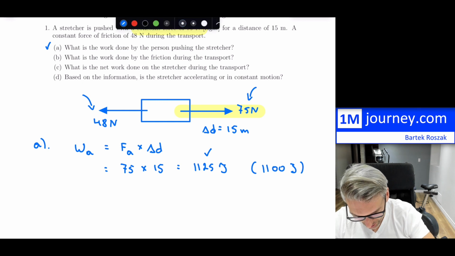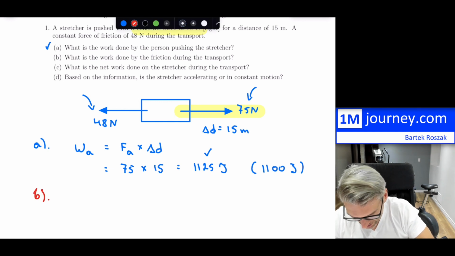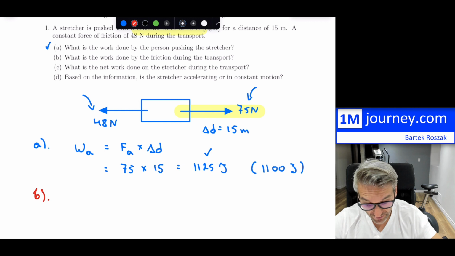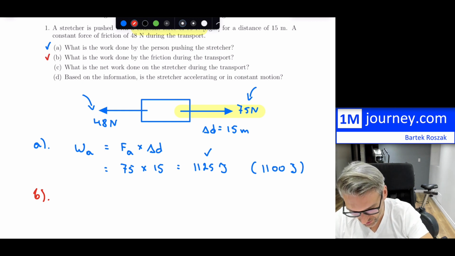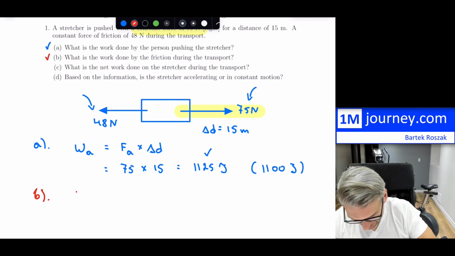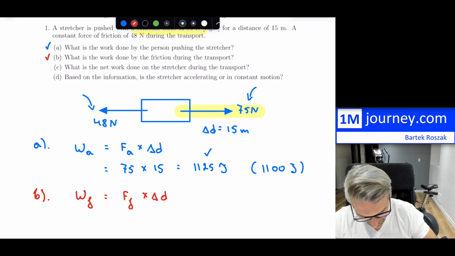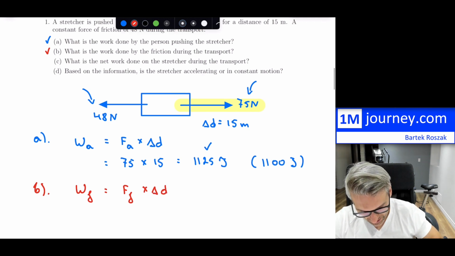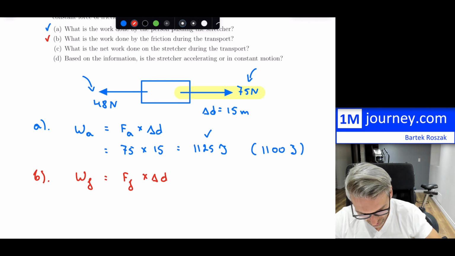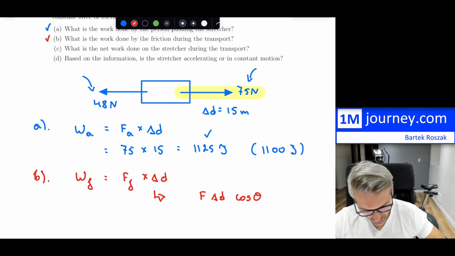So let's take a look at part B in here. This is going to be: what is the work done by the friction during the transport? So this is another good one. This is the work done by friction, so I'm going to put F for friction. That's going to be the force of friction multiplied by the displacement. Now notice that the original standard equation for work is always the force applied times the displacement times the cos of the angle in between.